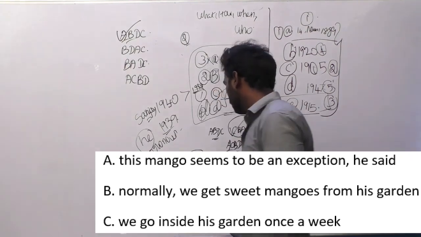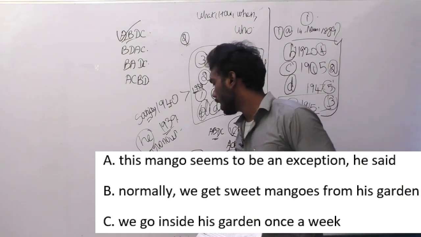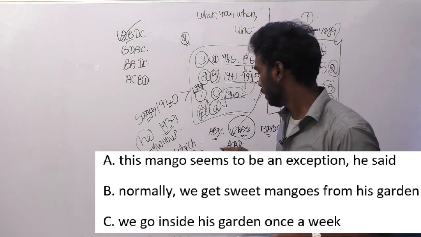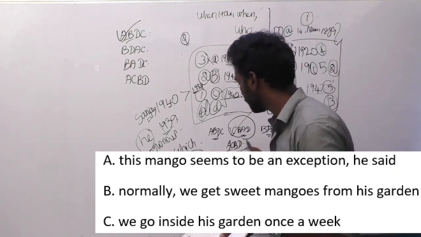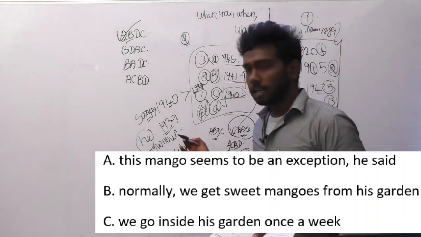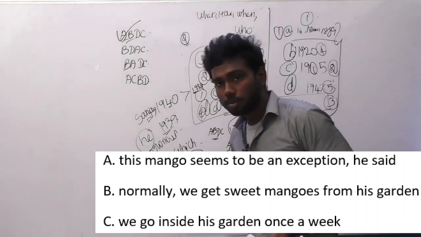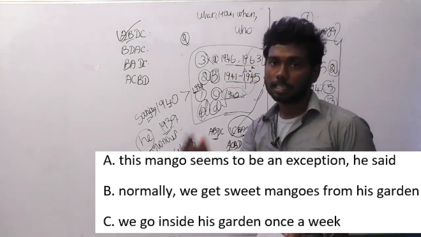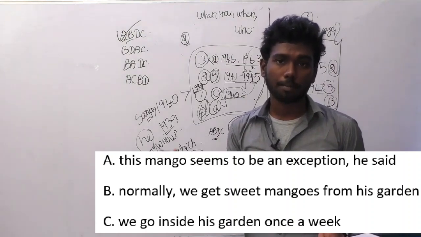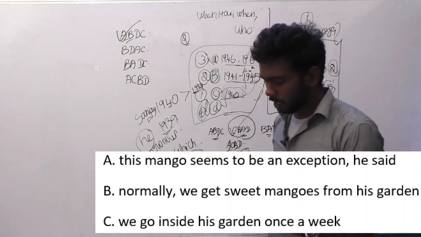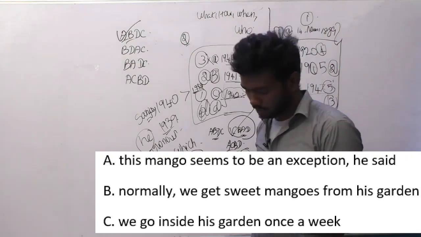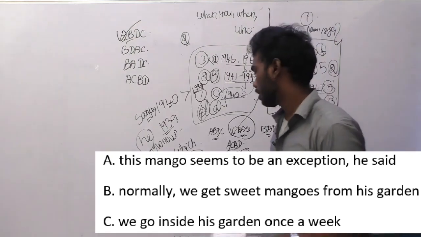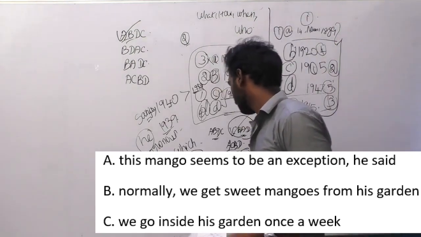Note this. In the first sentence you have to check for two things: which mango, and who said it, are the questions you have to ask yourself. So let us read the second sentence. Obviously this is not going to be the first sentence, guys, because I have said it will not start with a pronoun. The sentence will start with a noun only, the main subject matter. The second sentence B is, "Normally we get sweet mangoes from his garden." There is another pronoun here, his garden.